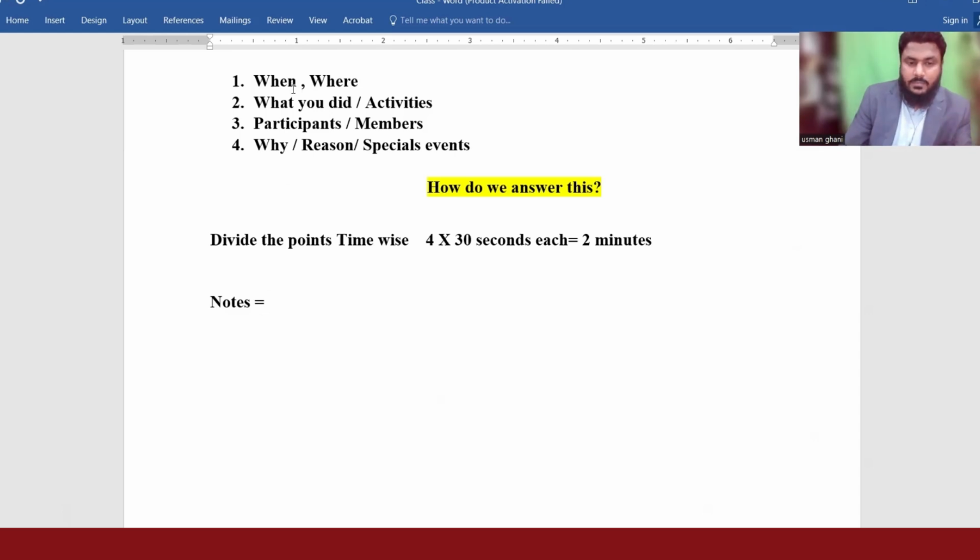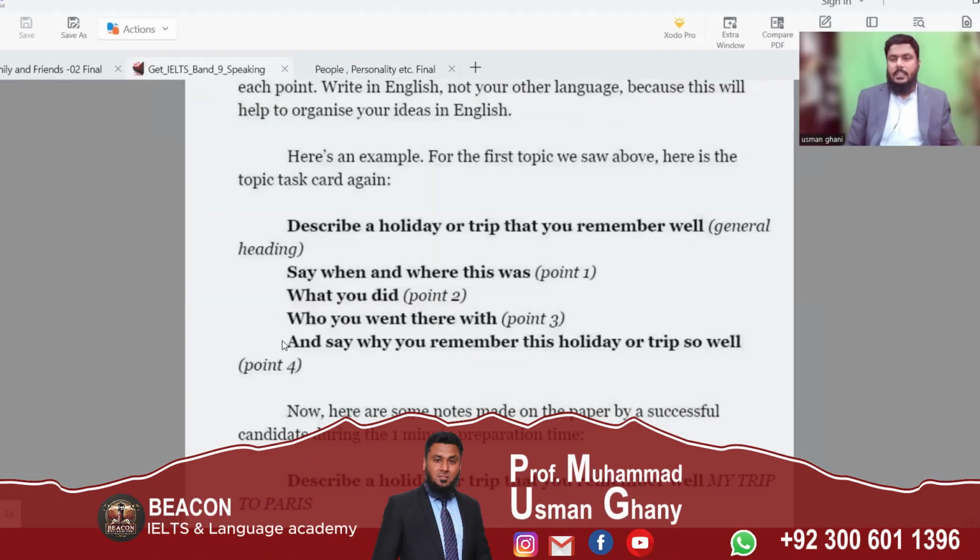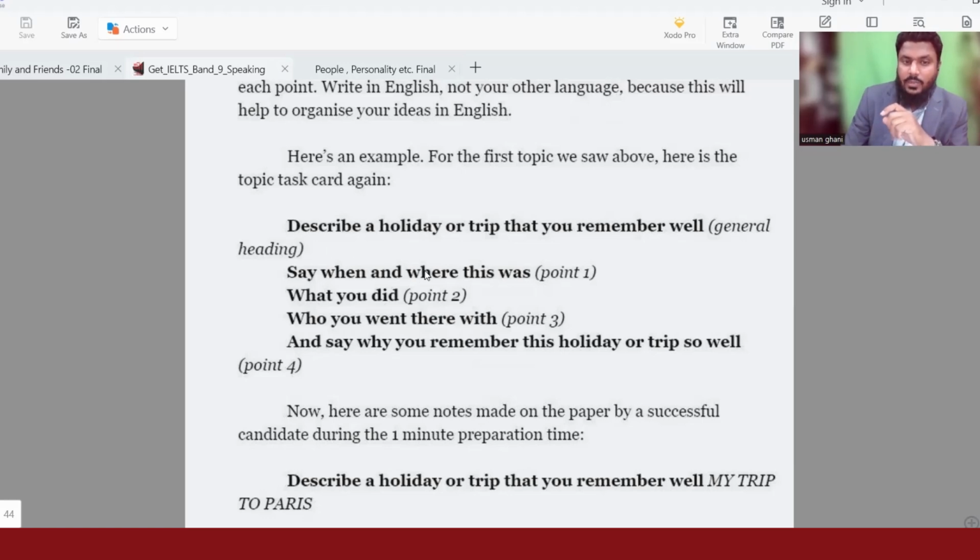So how do we make notes? Let us look back at the book we were going through. Here is an example for the first topic we saw above, the topic task card again. First, describe a holiday or trip you remember well. That was the general statement. Point one, when and where this was. Point two, what you did. Point three, who you went there with. Point four, why you remember this holiday trip so well. So these are the four points we have made.